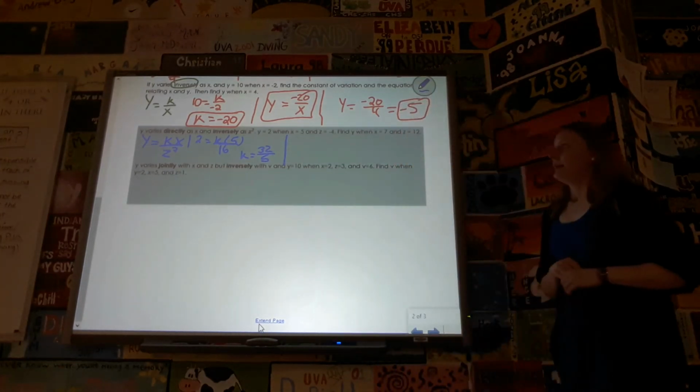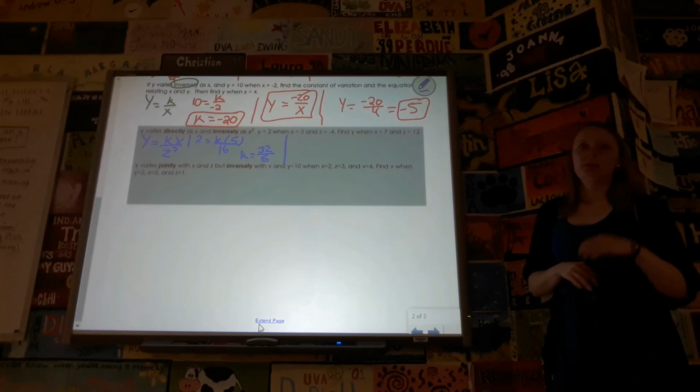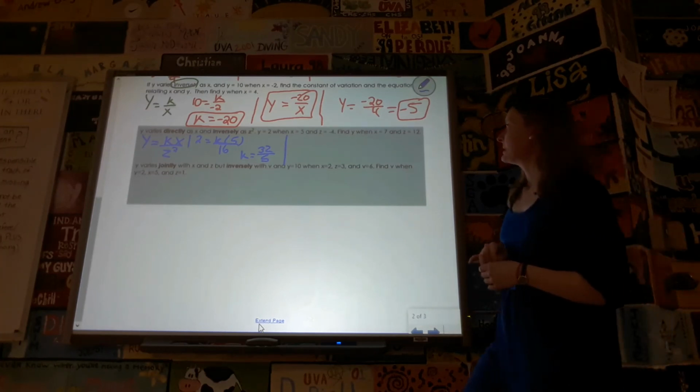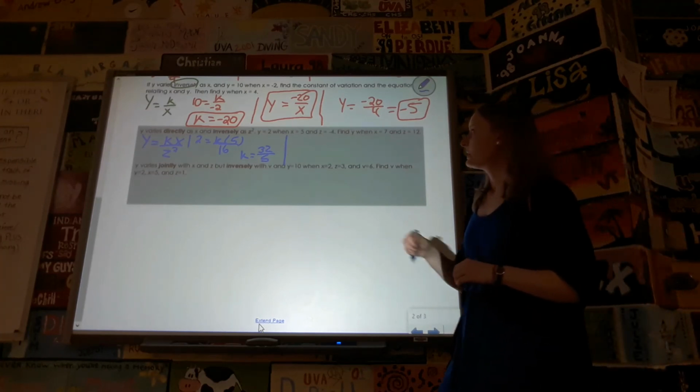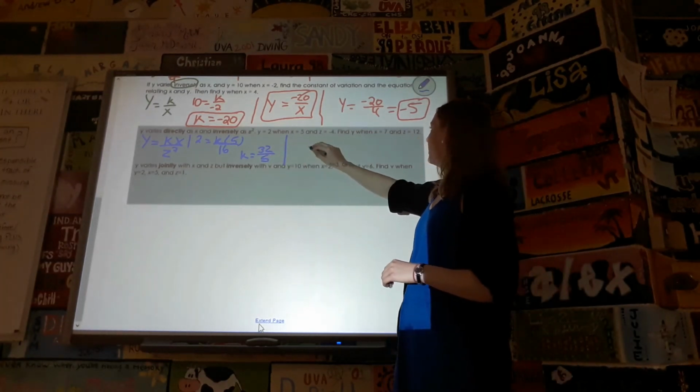Okay? Now, what we're actually after here is to find y. So we're going to find y when x is equal to 7 and z is equal to 12. So I'm going to plug in what I know. So, I don't know y.